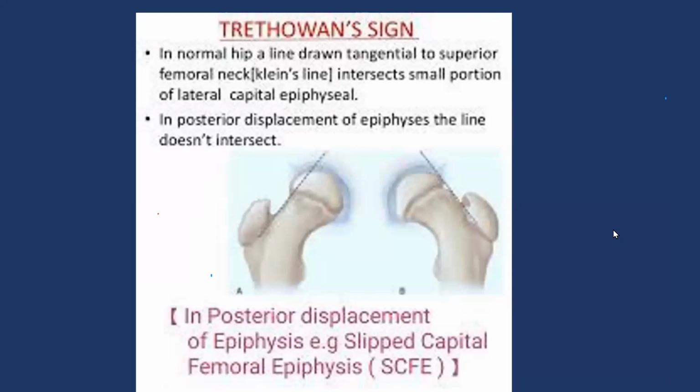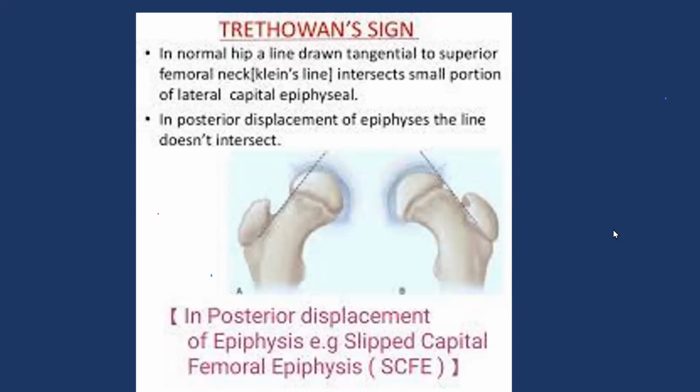In a normal hip, a line tangential to the superior femoral neck, Klein line, intersects a small portion of the lateral capital epiphysis. In the posterior displacement of the epiphysis, the line does not intersect.